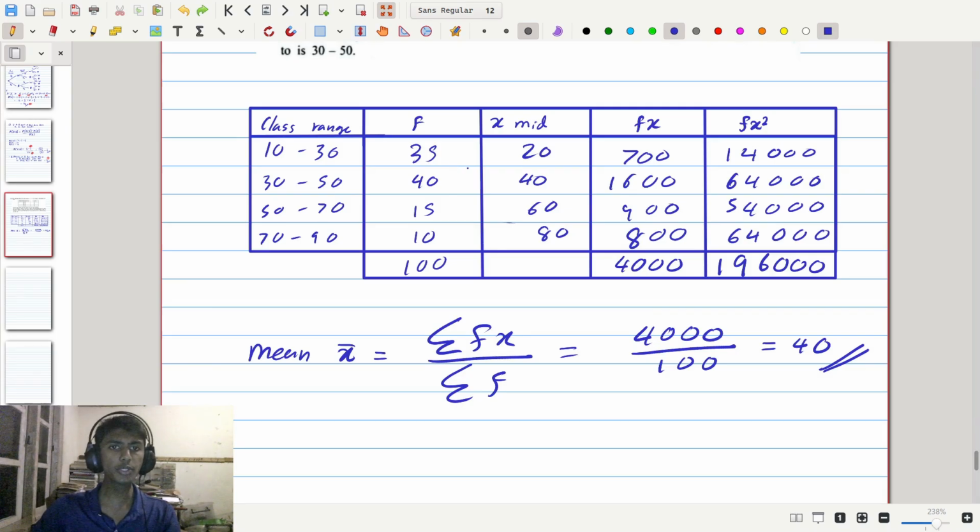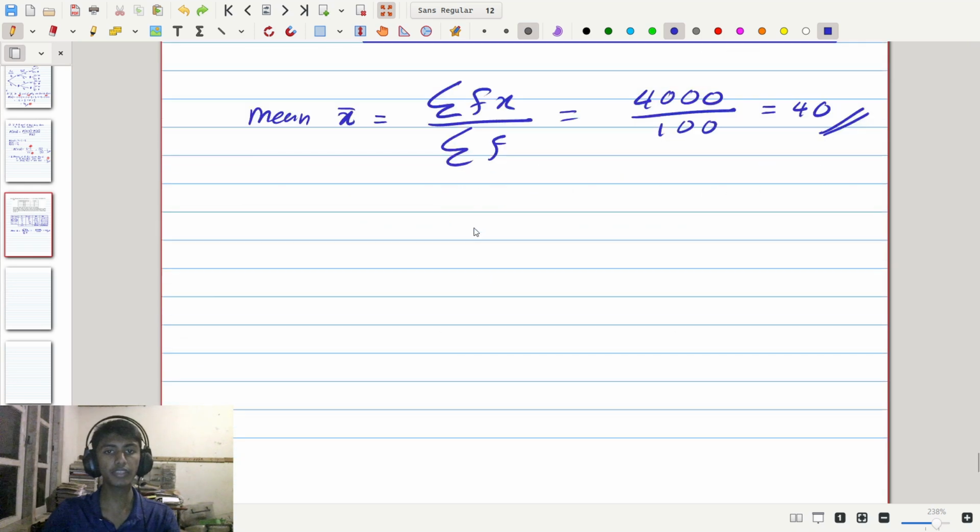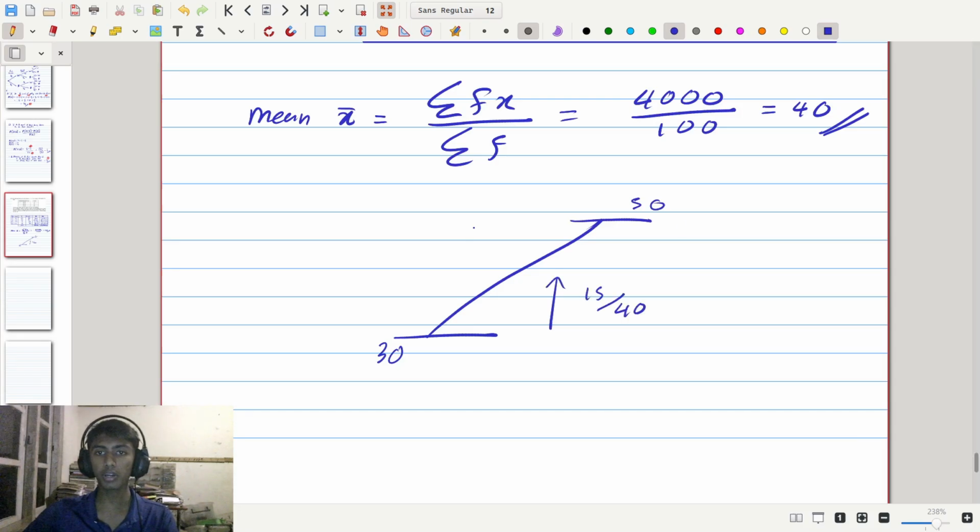Now, in group number 2, there are a total of 40 people. Out of those 40 people, this person is at the 15th position. And at the 15th position, he needs to be evenly distributed in the range of 30 to 50. So basically, at a range of 20, he needs to be going up a distance of 15 over 40. So we can think like he's on a straight line where the base here is at 30 and the top here is at 50, and he is 15 over 40 of the way up, where the total height here in terms of frequency is 40 people.